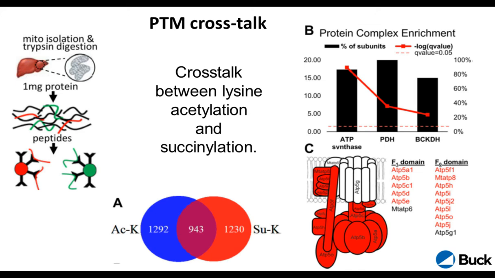Really, I think one advantage of this PTM crosstalk and one-pot enrichment was that we could see these different modifications together. You could imagine that you lose some succinylation sites if you do the individual acetylation enrichment, and you may miss those. In the one-pot approach, you would see them together.